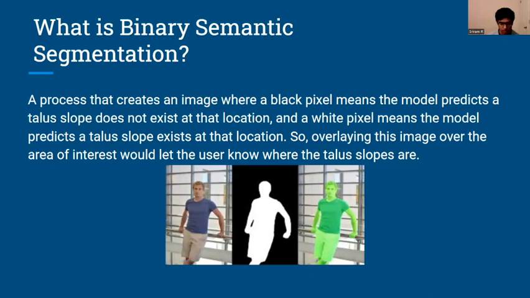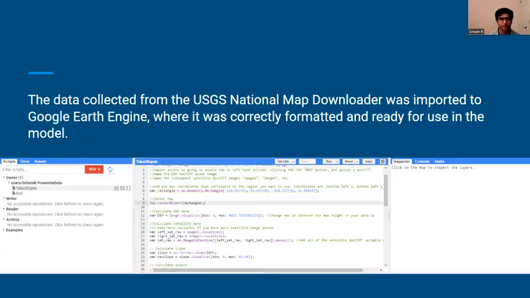And there's an example below with the human. On the left, there's a picture of a normal human. In the middle, there's the binary semantic segmentation map, where the black pixels are where the model predicts the human doesn't exist, and the white pixels where the model predicts the human does exist. And then on the right, there's the overlay showing how accurate the model is.